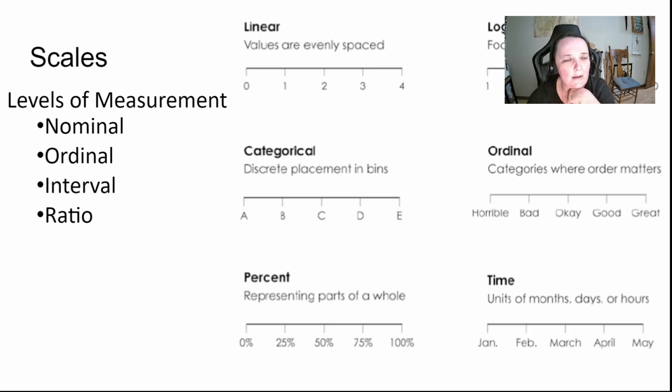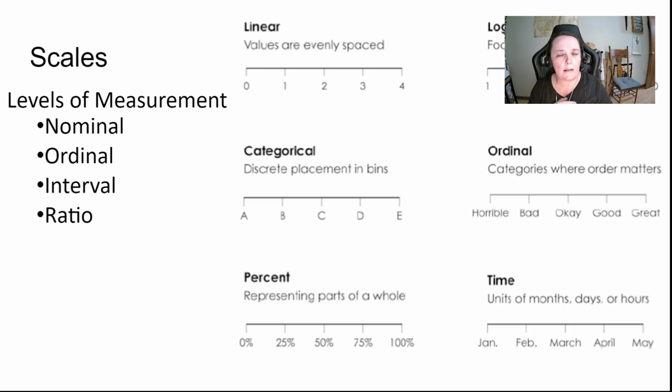Hi, folks. So I'm going to talk a little bit now about scales and then how we put this all together. Another thing to think about is the type of data scale that you're working with, or sometimes in cartography we call these levels of measurement. So I'm going to talk about those levels of measurement.